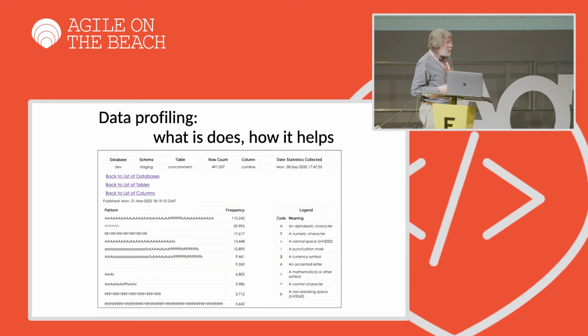This is patterns. On the right, again, it's probably a bit small for you to see, but it just replaces each character in the string of the original value with a capital A if it's an alphabetic character, a 9 if it's a numeric character, an S if it's a normal space, and at the bottom is B if it's a non-breaking space, where someone's copied something in from a web page, and then you search for it and you can't find it because a non-breaking space doesn't match a normal space. Then punctuation marks, currency symbols, accented characters, math symbols, and control characters.